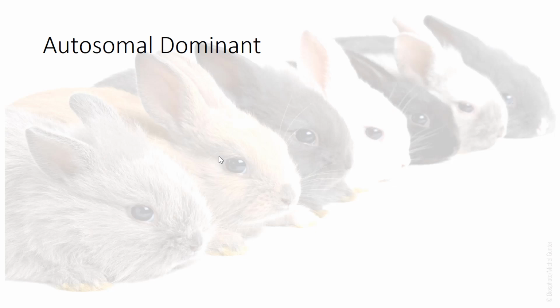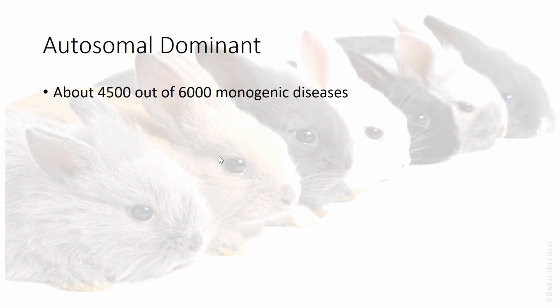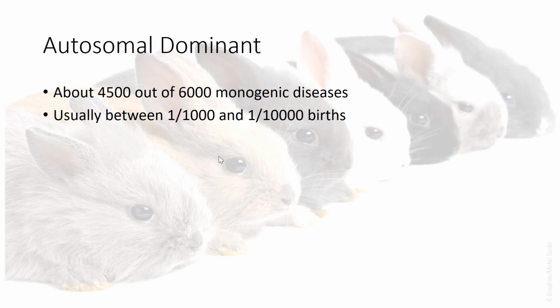All right, so let's focus in on autosomal dominantly inherited diseases. Of the 6,000 or so monogenic diseases in humans, about 4,500 of them have an autosomal dominant inheritance pattern. The prevalence for these genetic illnesses is usually somewhere between 1 in 1,000 and 1 in 10,000 births. There are some that are more common, and a couple that are less common, but compared to other genetic illnesses, these tend to be very rare.